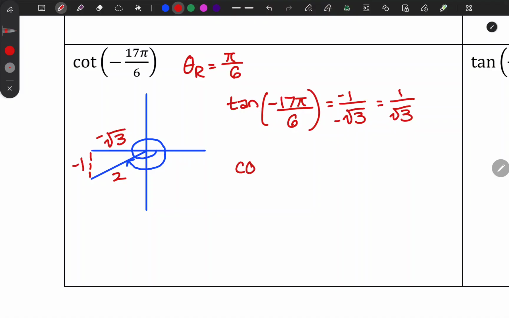And then we find cotangent, and for cotangent, we just take the reciprocal. So cotangent of negative 17 pi over 6 is just going to be the reciprocal of the answer we had before, and it will be root 3 over 1, or root 3.